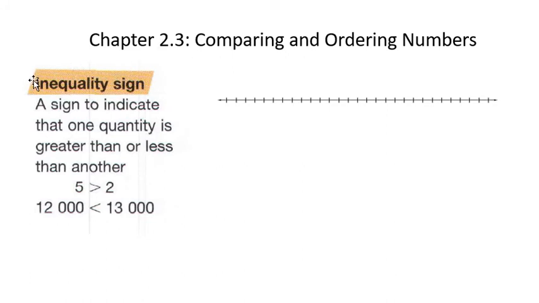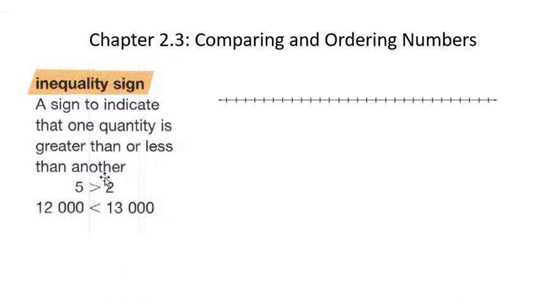This is what an inequality sign is. It's a sign to indicate that one quantity or number is greater than or less than another. So right here, 5 is greater than 2, 12,000 is less than 13,000. We always read it from left to right.